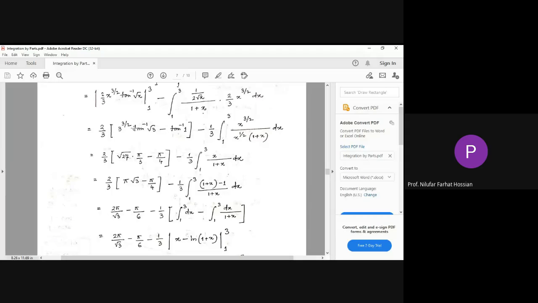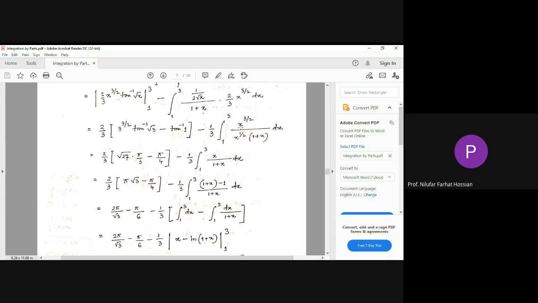So here 3 to the power 3 by 2 means root over 3 cube. Root over 3 cube means root over 27. Tan inverse root 3 is pi by 3, because tan pi by 3 gives you root 3. Tan 60 degree is root 3 and 60 degree means pi by 3. So tan inverse root 3 is pi by 3. And tan inverse 1, you know, tan 45 degree is 1 and 45 degree means pi by 4. So tan inverse 1 is pi by 4.